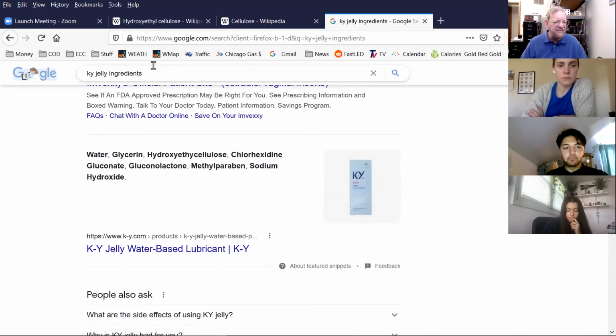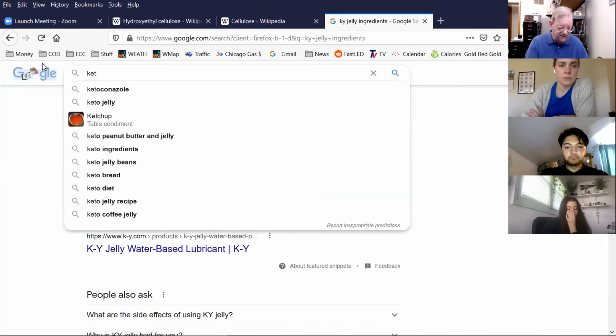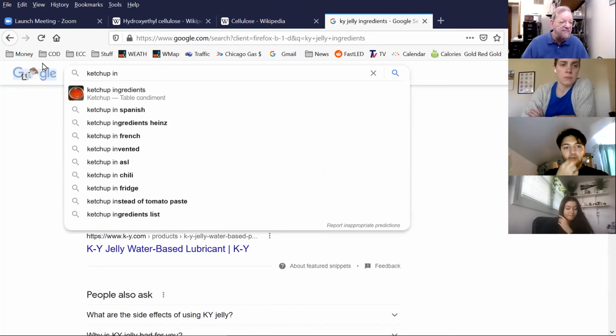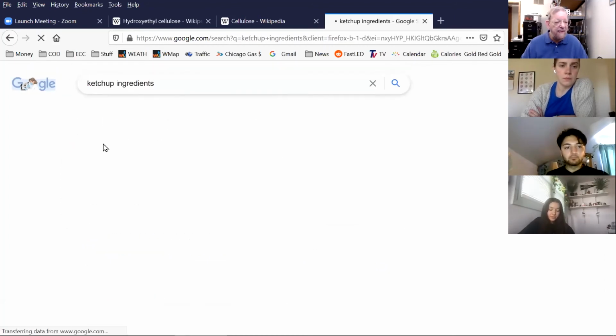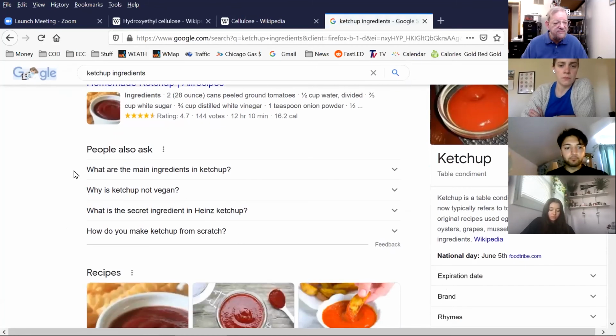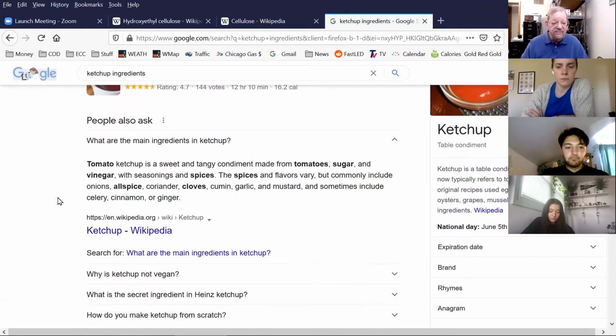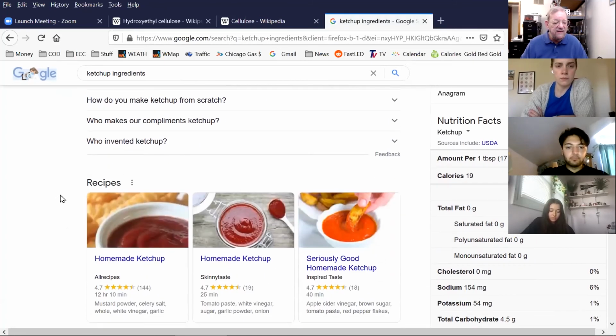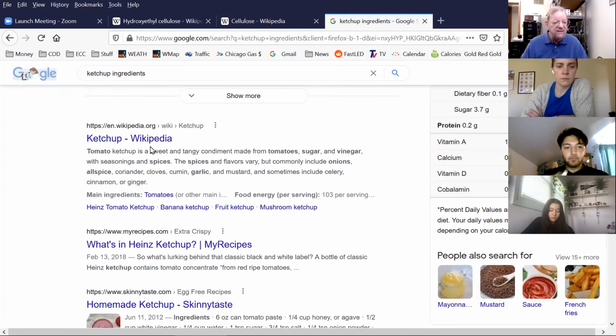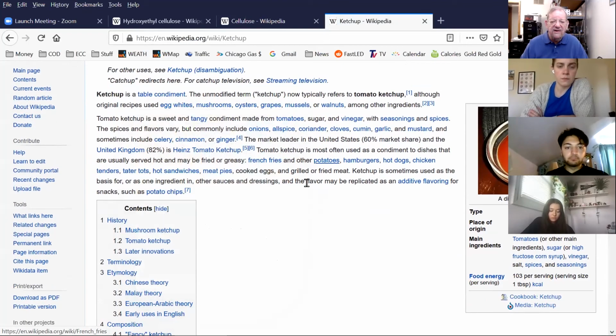Hold on one second. I was almost positive. I'm pretty sure they put it in there, a small amount, in ketchup, hydroxyethyl cellulose.